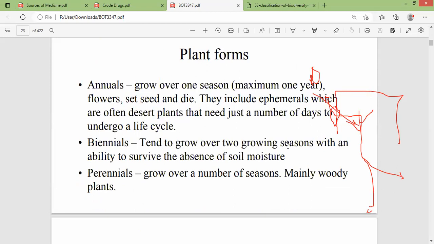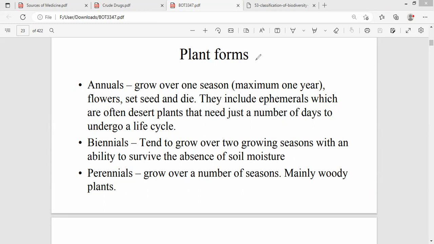Plant forms: annuals, biennials, and perennials. Annuals, they only grow once in a year. For example, something like plums, we say season. It only grows once in a year. It has one season in a year.